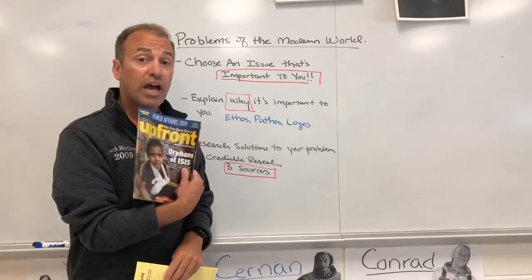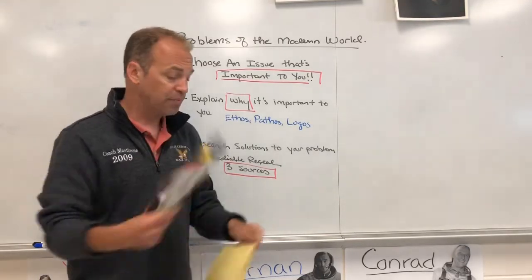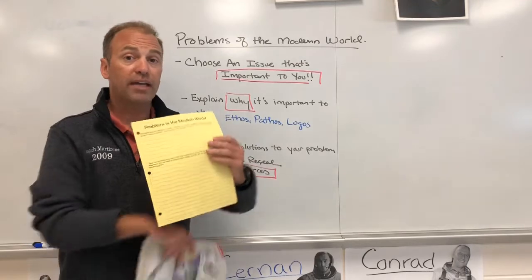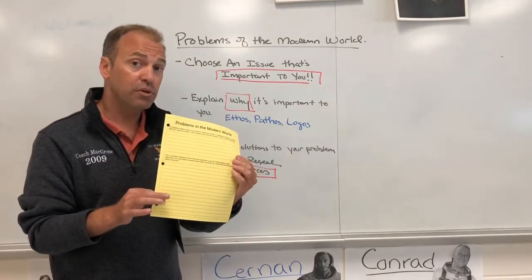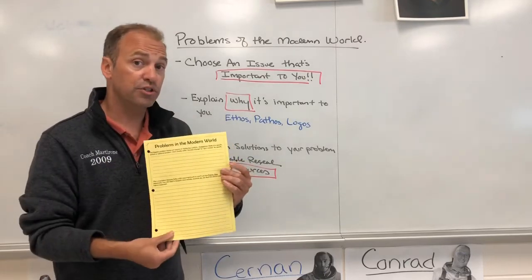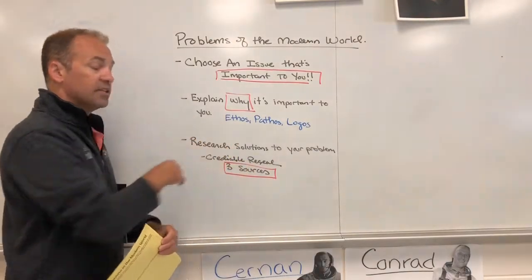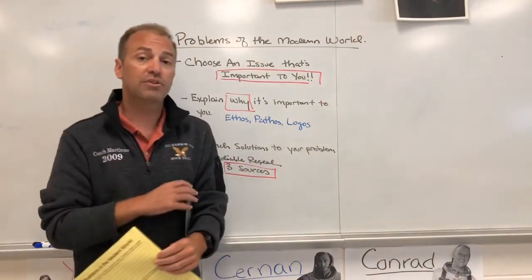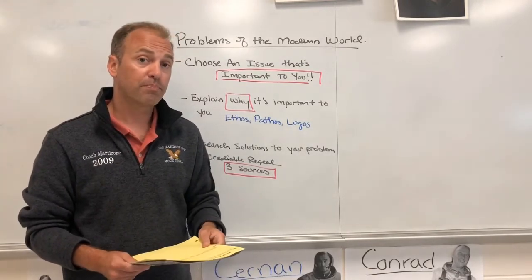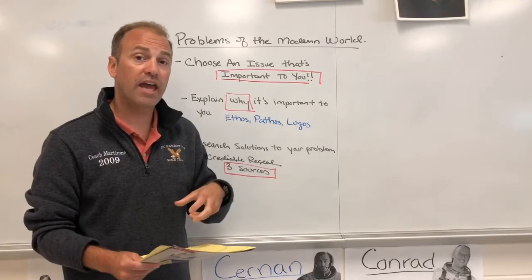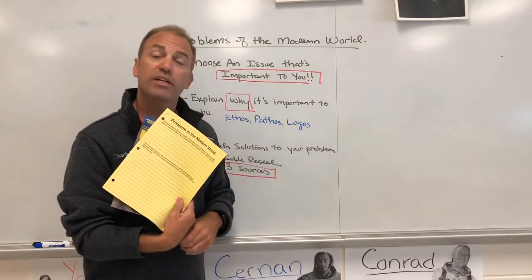Like I said, you will have the Upfront magazine at your disposal, and then you'll also have this yellow packet, which, again, step 1, identify the problem. Step 2, identify why this is important to you. And then step 3 is find those news sources that will tell us why we can or how we can solve this problem. All right, so you have 2 class periods to work on that, and I'll be taking a look at this early next week.